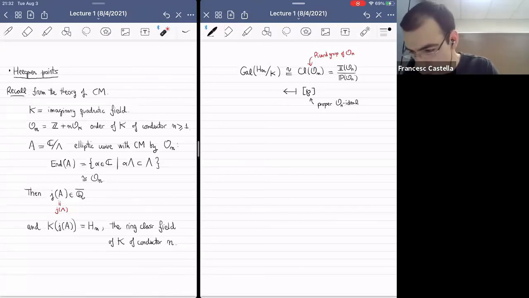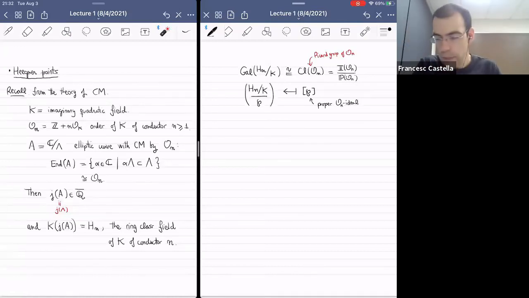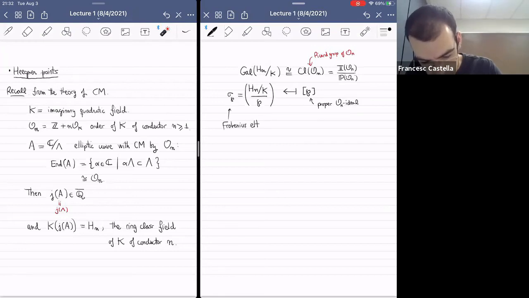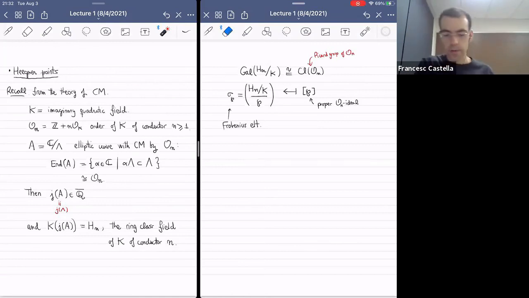So this will be sent to, I'm going to use this notation, H_n K E, where this is the Frobenius element. Okay, so maybe I can erase this. I'm not going to use this again, so as to not clutter too much notation here.